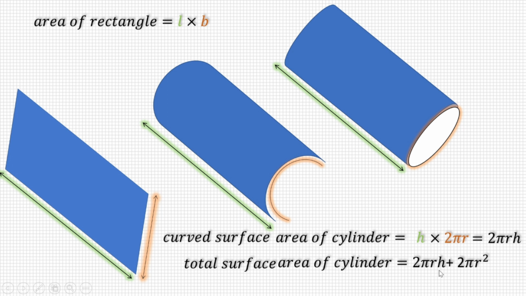At times it is written in some other form by taking 2 pi r common. It is common in both the terms. Here we have 2 pi r, and in the second term here we have 2 pi r. So 2 pi r, here we will be left with H, and here 1 r. So 2 pi r into H plus r. So this is the curved surface area and total surface area of the cylinder.